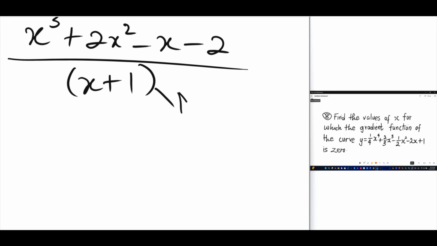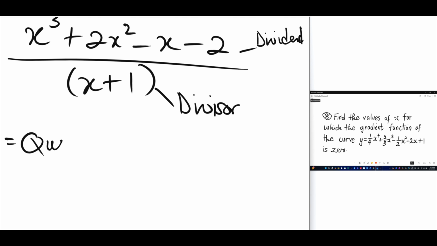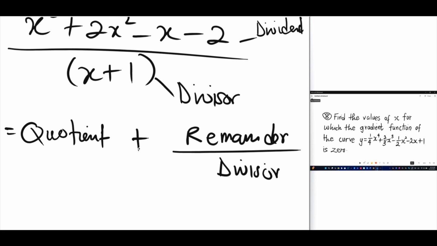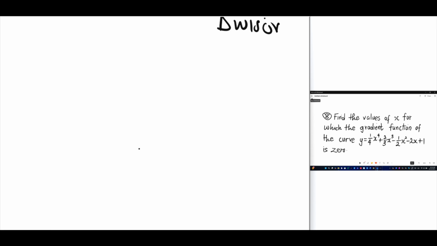So this is our divisor, and this is our dividend, right? So when you divide, you need to get a quotient plus a remainder, and the remainder will be divided by the divisor again. Okay. So this is what, when you divide, you have to get your answer in this form. All right. So let us start with the division.